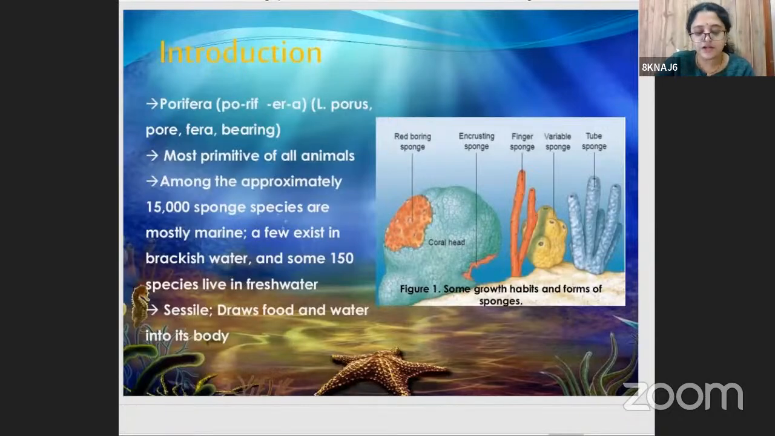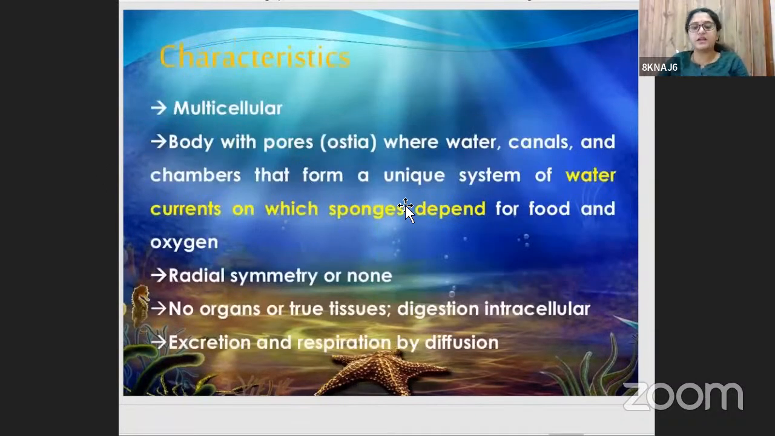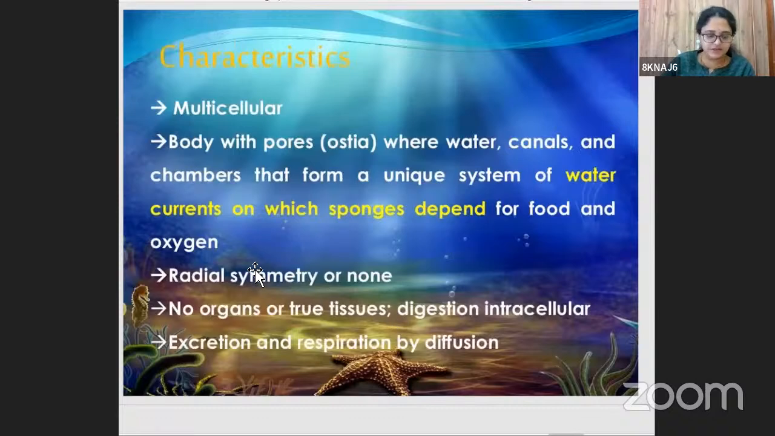So Phylum Porifera has around 9,000 species, of which almost 4,000 species are extinct as of now. So when it comes to the general features of Phylum Porifera, you can see that they are multicellular bodies with pores, where water, canals and chambers are there. This is known as a water canal system. Water currents play a very important role in this, and there is a radial symmetry present, or it can even be asymmetrical. No true organs are present. No tissue level of organization is present.